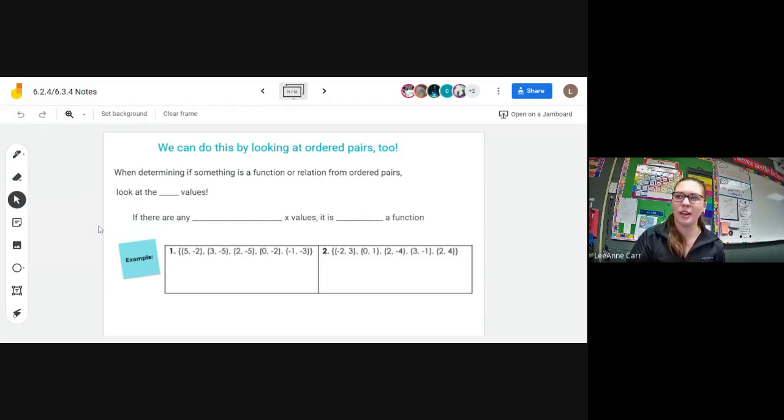Here we go. Frame 11. How can we do this with ordered pairs? To determine if something is a function or relation from the ordered pairs, look at the X values. That's going to be your key. If you see any repeat X's, so if there are any times that X is repeated, if you see any repeat X values, it is not a function.